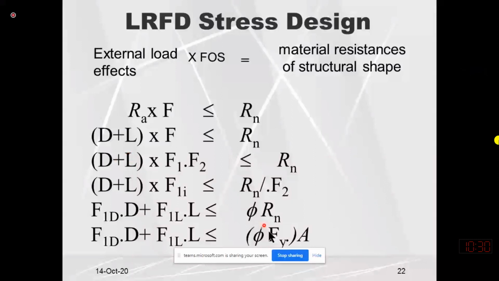In ASD, we just reduce the material strength by dividing by the factor of safety, and we put a limit on the stress value or the strength value, which was 0.6. But unlike that, here we are increasing the load, and at the same time, we are reducing the material strength. So that's why this method is referred to as the load and resistance factored design method.